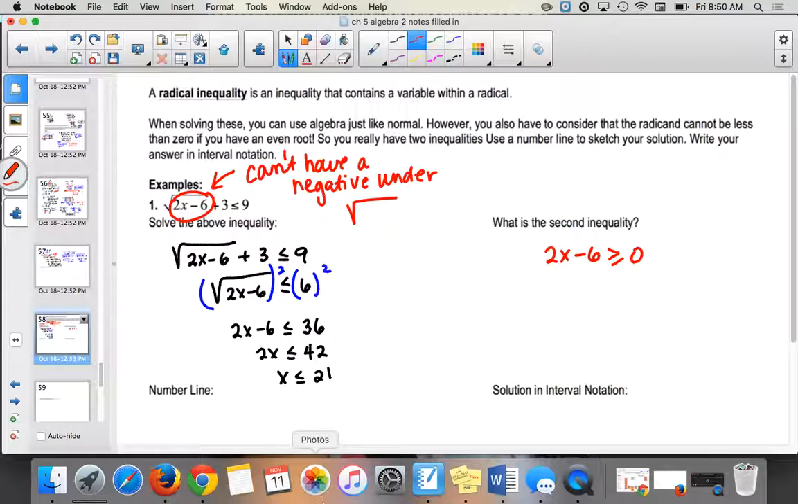Now if it was a cube root, would I need that? No. If it's a cube root, then we're good. We can have negatives under cube roots. It's the square root. So now we solve the second inequality. We say, okay, well 2x has to be greater than or equal to 6, so x is greater than or equal to 3. So we put both of these on the number line.